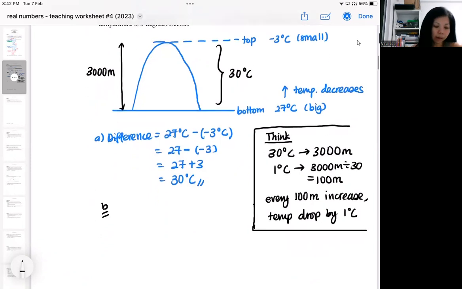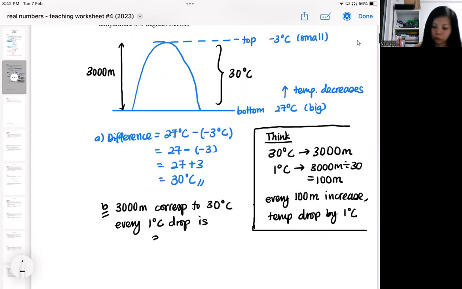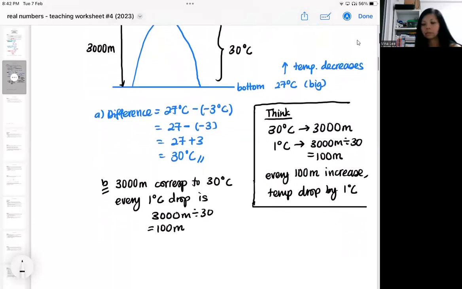So how you can present? Okay, when we present, sometimes I'll write in words. 3,000 meter correspond to 30 degree. So every 1 degree drop is 3,000 divided by 30. So I'm just trying to put my thinking into words. I don't want to show the arrows.